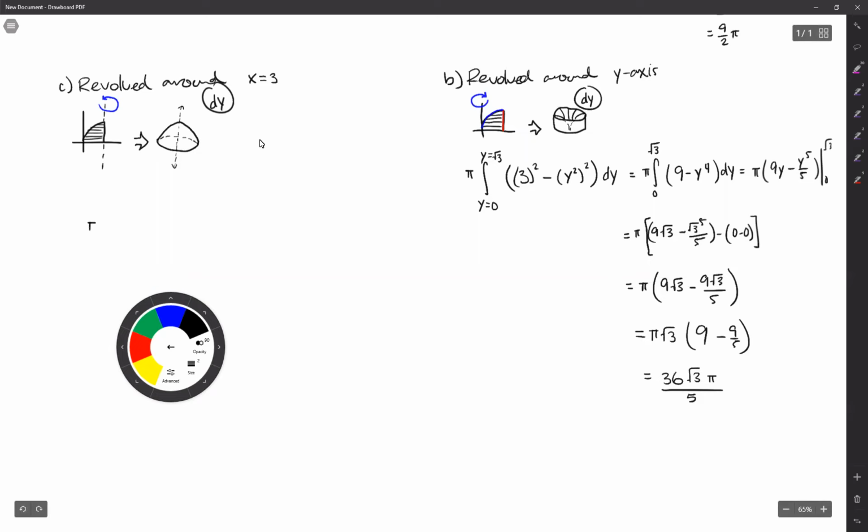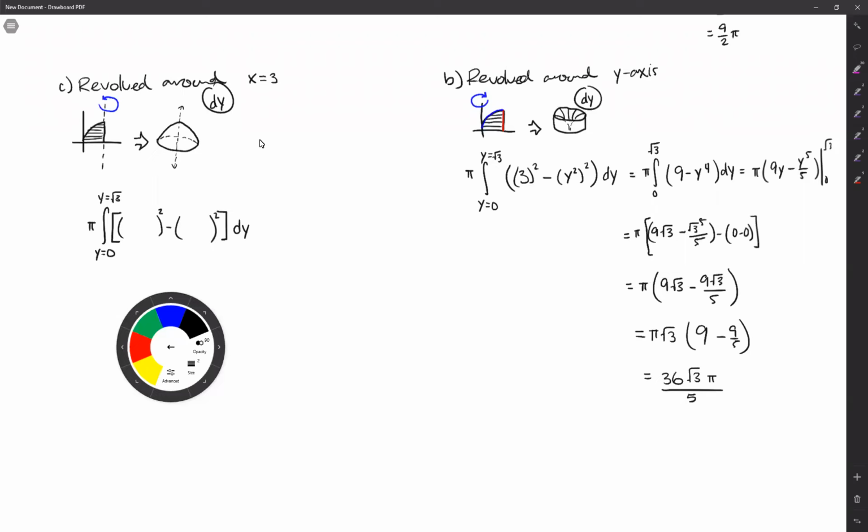Okay, so the shape still goes from y equals 0. Still want everything in terms of y. Still goes from y equals 0 to y equals square root of 3. Still going to be doing this dy. And we're still going to have an outer radius minus an inner radius. Well, an outer radius squared minus an inner radius squared. Okay.